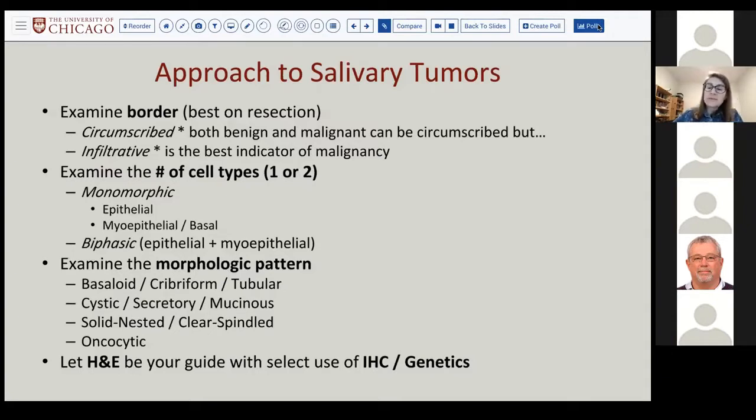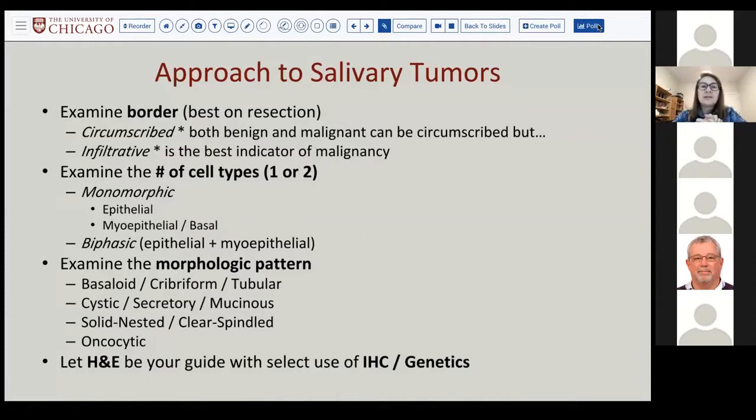I like to examine the number of cell types, whether that be generally 1 or 2. So, formally, monomorphic, quote unquote, adenoma, right? Monomorphic salivary gland tumors can be composed of purely epithelial cells, or for example, purely myoepithelial or basal cells. And then there are the biphasic tumors that are composed generally of both epithelial and myoepithelial or basal cells. And we'll see these examples as we go through. We're also going to be examining the general morphologic pattern: a basaloid, cribriform, tubular pattern, a cystic, secretory, mucinous pattern, a solid or nested pattern, and then an oncocytoid or oncocytic pattern.